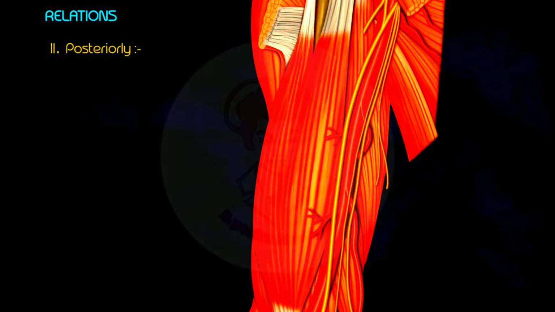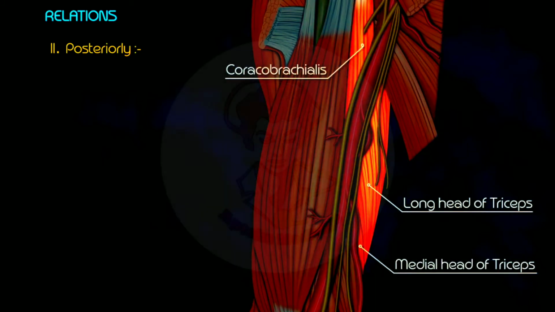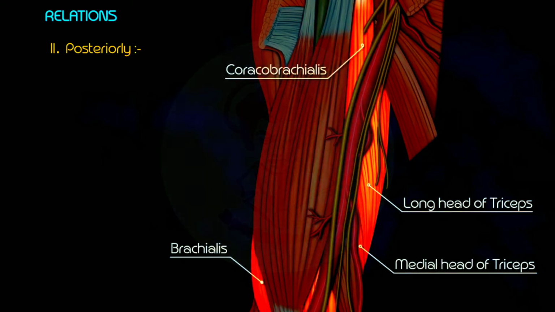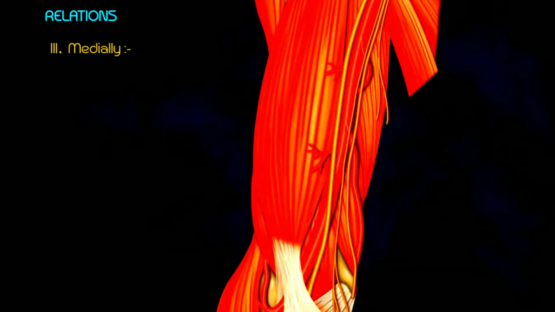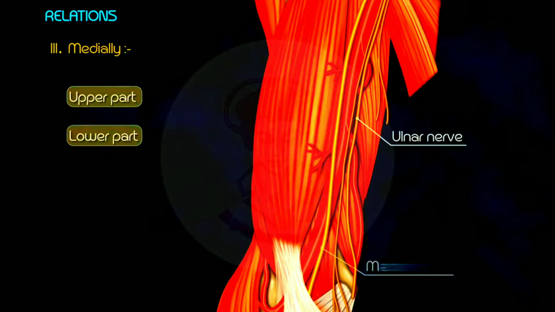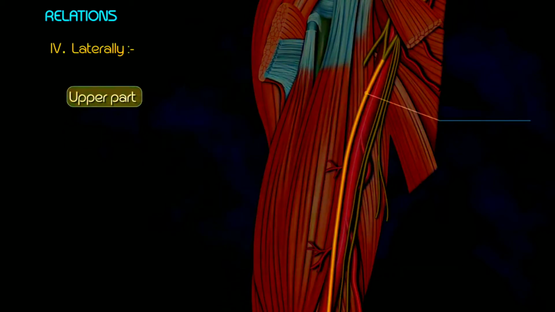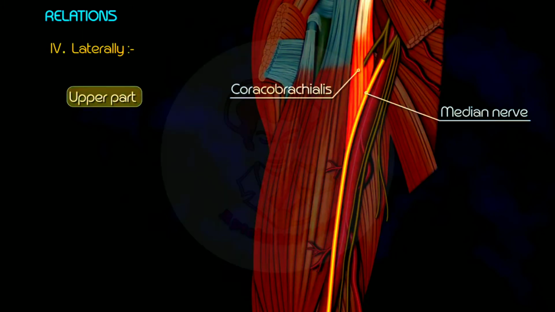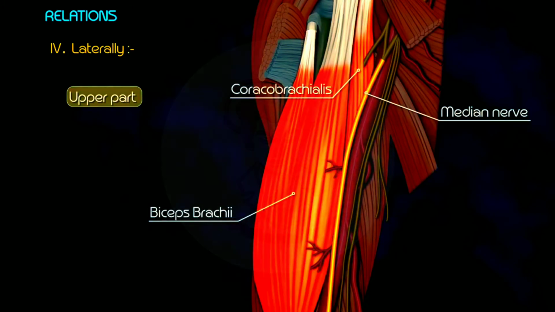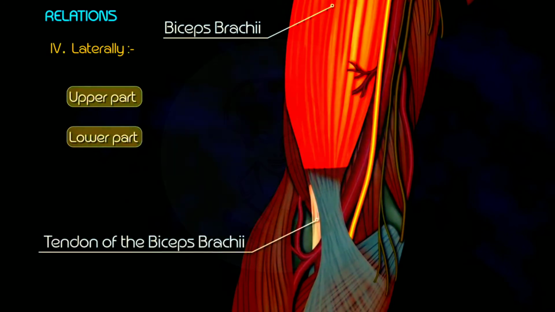Posteriorly, from above to downward, it is related to the long head of triceps, medial head of triceps, coracobrachialis, and brachialis muscle. Medially in the upper part, the ulnar nerve, and in the lower part, the median nerve. Laterally in the upper part, it is in relation with the median nerve, coracobrachialis and biceps brachii. In the lower part, the tendon of biceps brachii.